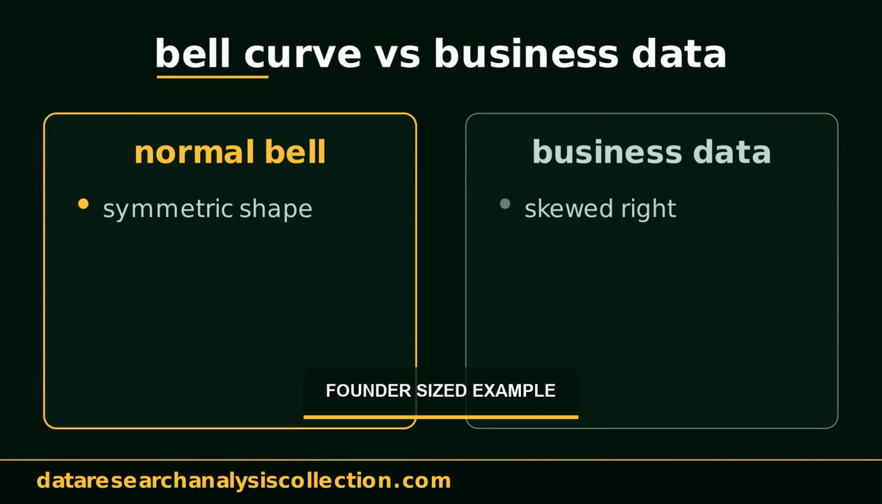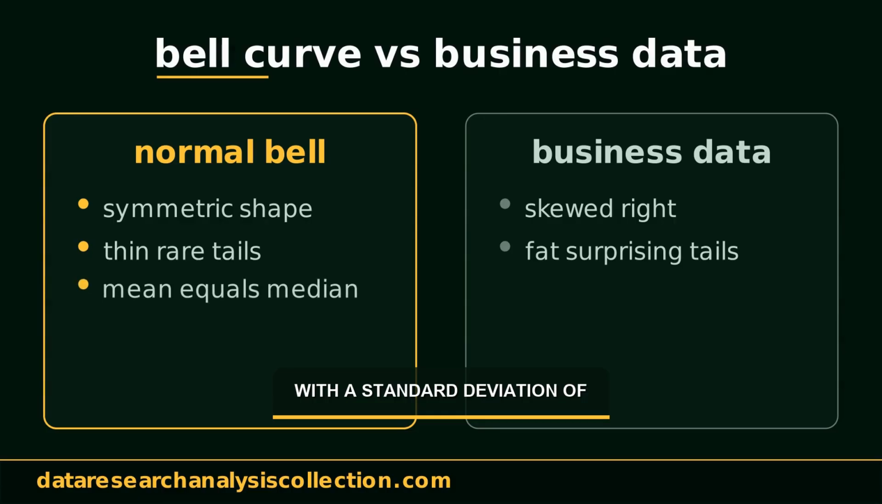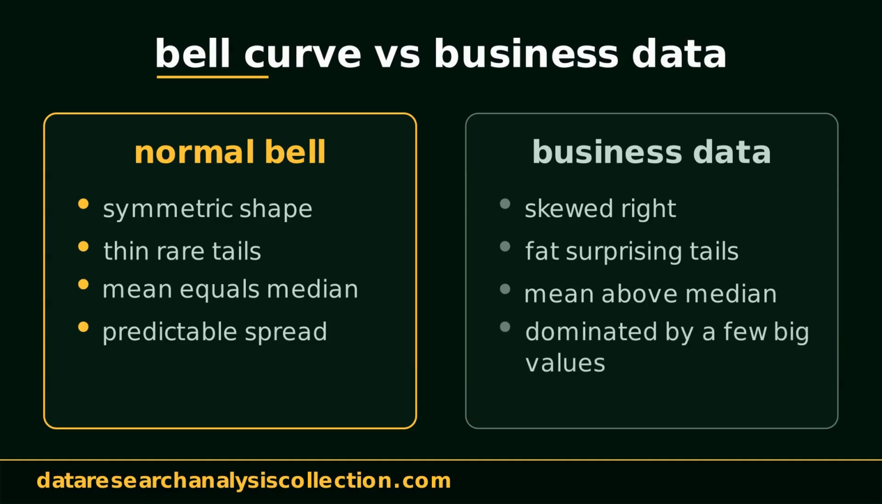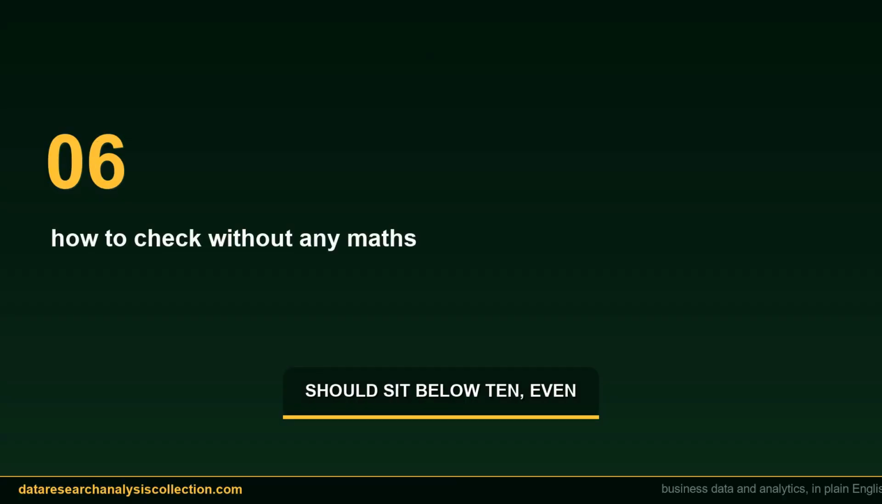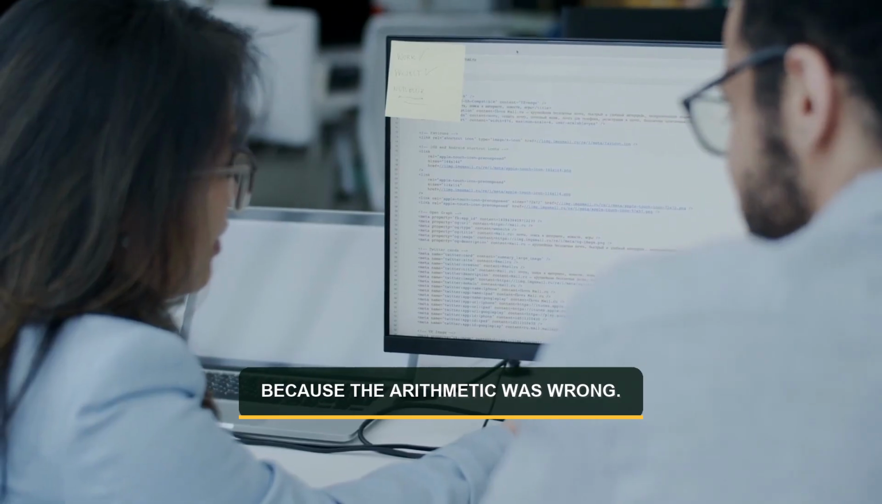A founder-sized example. Let me make it concrete. And please treat these as illustration, not numbers to copy. Say your orders average $40 with a standard deviation of 30. Borrow the 2/3 rule blindly, and it suggests most orders fall between $10 and $70, and that a fair share should sit below 10, even below 0, which for a real shop is nonsense, because an order cannot be negative, and most of them cluster near a small typical value with a few big ones stretching the average up. The rule did not fail because the arithmetic was wrong.